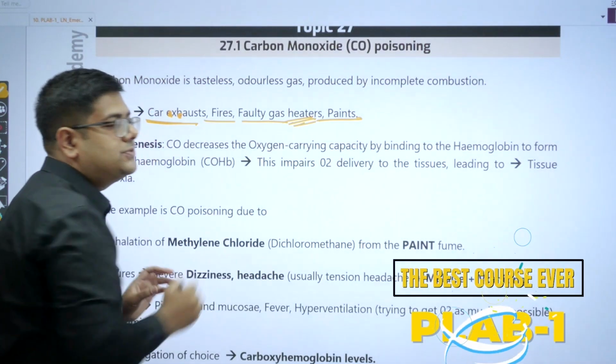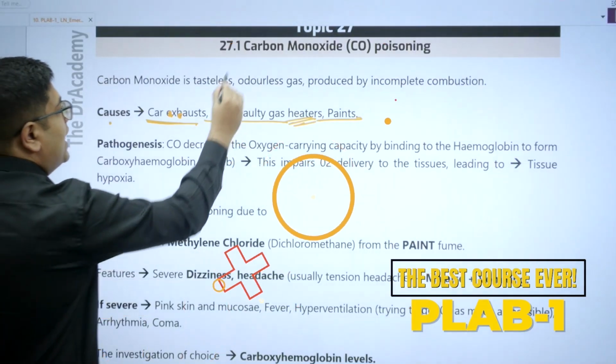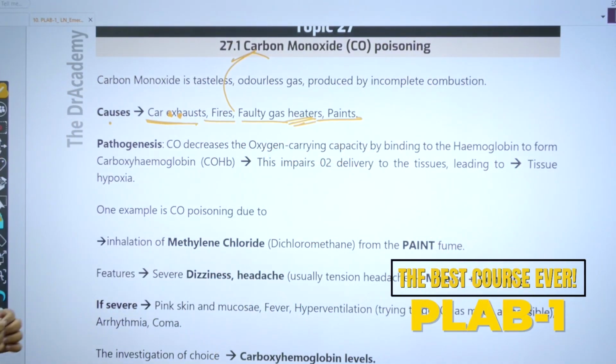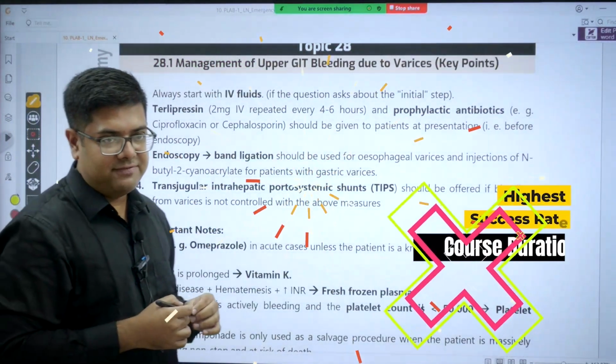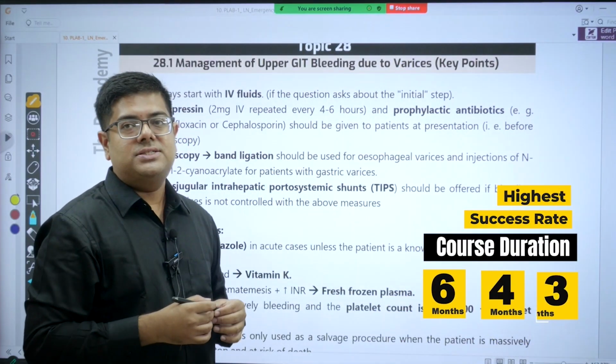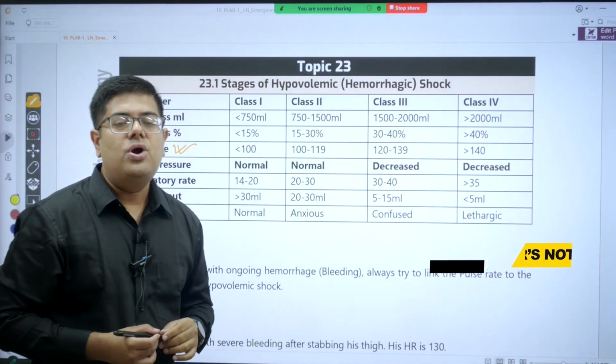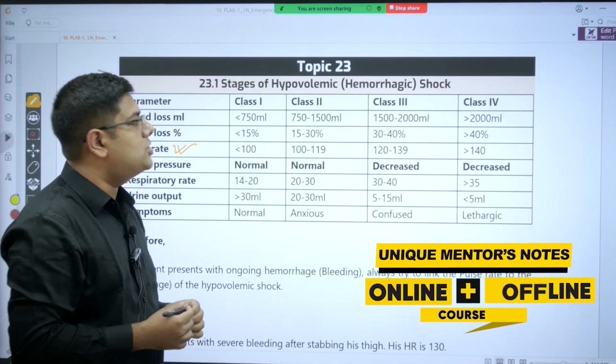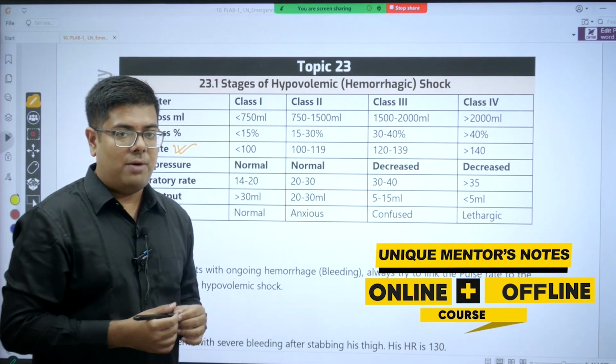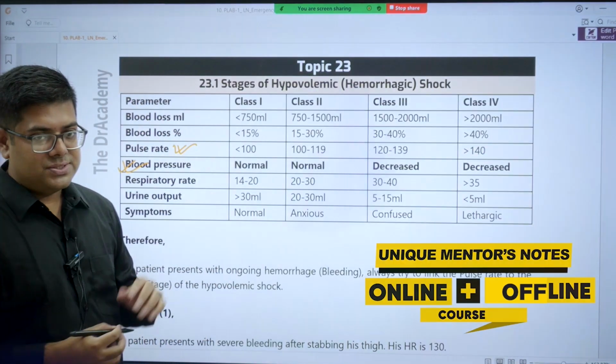All these are clues in the exam for you to diagnose what? Carbon monoxide poisoning. Patient will be hypotensive. So we know in hypotensive patients, what is the initial management of choice? IV fluids. And you will be sure which class of hemorrhage or which class of shock the patient is suffering from. Then comes the blood loss.